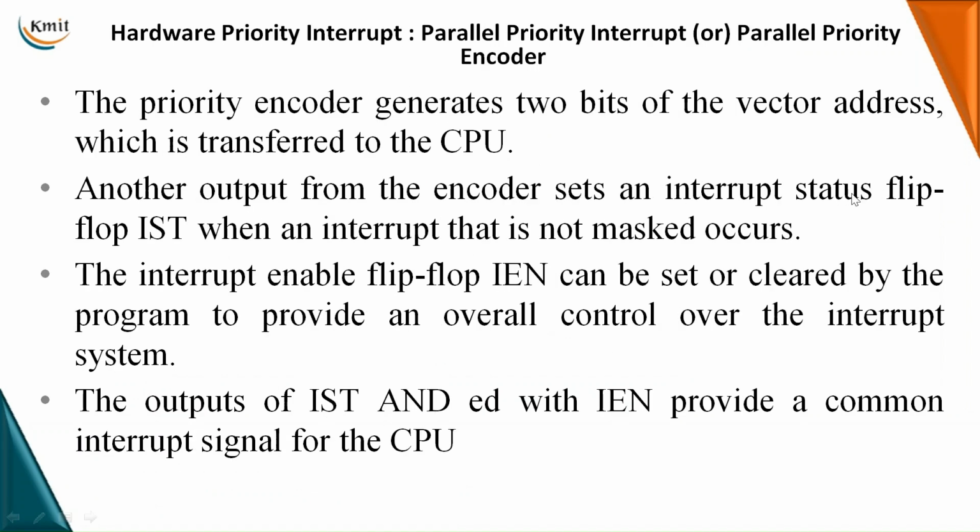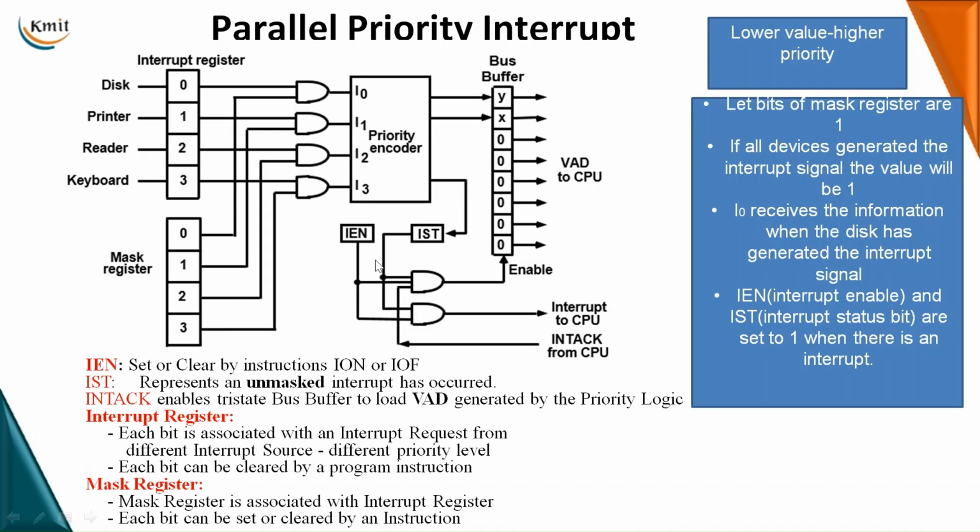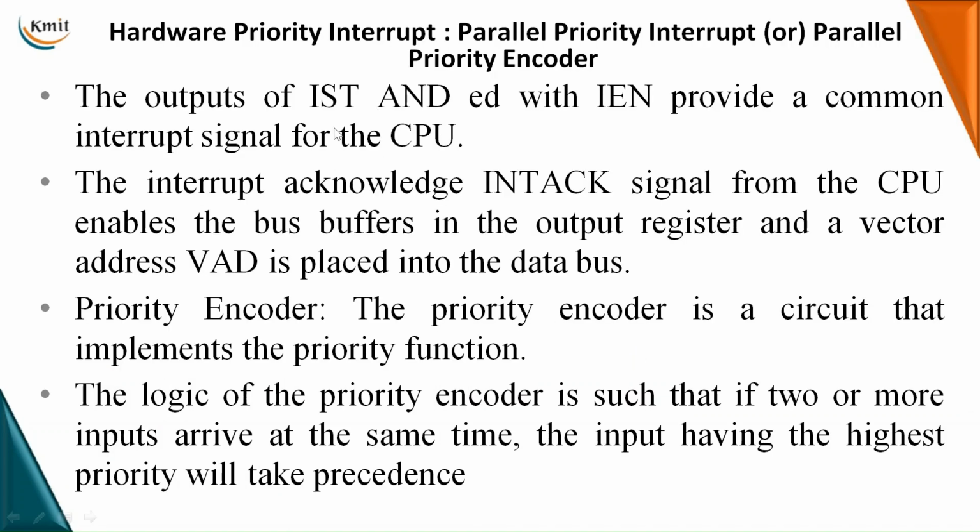Another output from the encoder sets an interrupt status flip-flop IST when an interrupt occurs. The interrupt enable flip-flop can be set or cleared by a program to provide the overall control of the interrupt system. So the outputs of IST and IEN provide a common interrupt signal for the CPU. The interrupt acknowledgement signal from the CPU enables the bus buffer in the output register, and a vector address will be placed onto the bus.